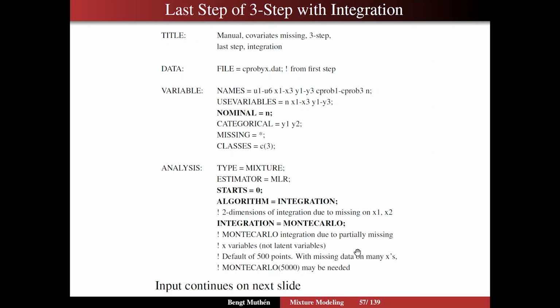So partial missing means that for some people, you don't have missing on x. So that's different from latent variables where every person has missing data. And that feature, the partial missingness, calls for Monte Carlo integration. The default is 500 points. With missing data on many x's, you may need more points.